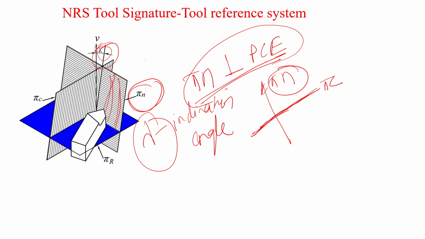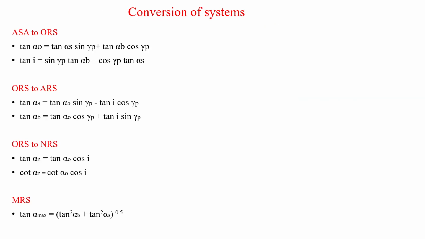So this is about the inclination angle, and the tool signature we have already seen. These are the basic formulas you should know, at least: how to convert between the orthogonal system, ASA, and NRS. If you want, you can take a screenshot and keep this formula with you. Okay? Can I move forward? Yes.